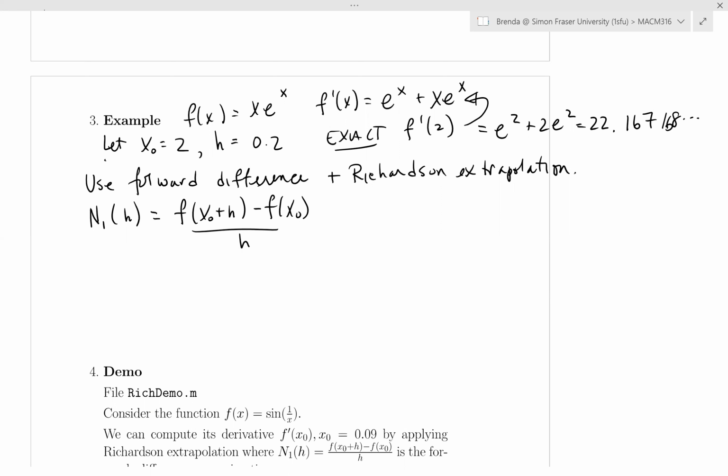So let's just go ahead and do that. That's going to be f at 2.2 minus f at 2 divided by 0.2. That's using the secant line to approximate the tangent line. I have the function. I can make those calculations. Do that, and I get 25.3846. This is an O of H approximation.